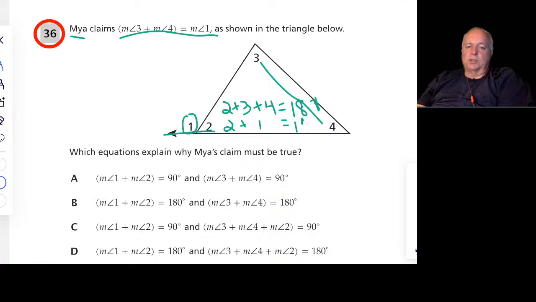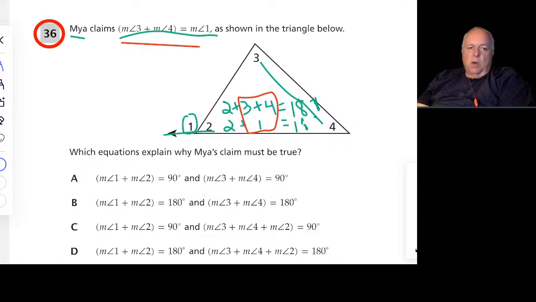Okay, if both of those are true, and they are, doesn't it follow that 3 plus 4 are equal to the same amount as 1? And that's what Maya claimed. Okay, so let's see where they're going to go with this. Now that I kind of explained the rules to you and the logic, let's see if actually one of the answers actually is what I just showed you guys.